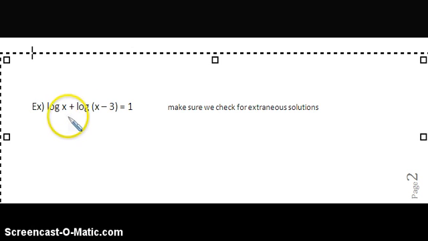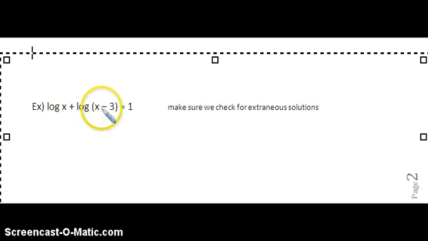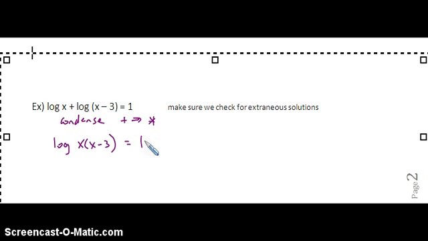Okay, so for this problem here, we've got a log of x plus a log of x minus 3 equals 1. So I've got 2 logs on one side, so first thing I'm going to do is condense. And again, I'm adding 2 logs, so I know that when I condense, I can change it to multiplication. So it will be the 1 log of x times x minus 3. And so really what that is the log of x squared minus 3x is equal to 1.